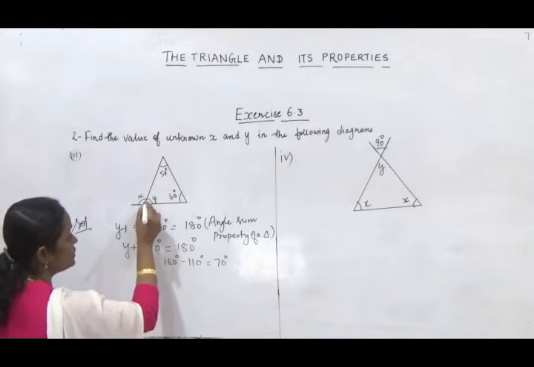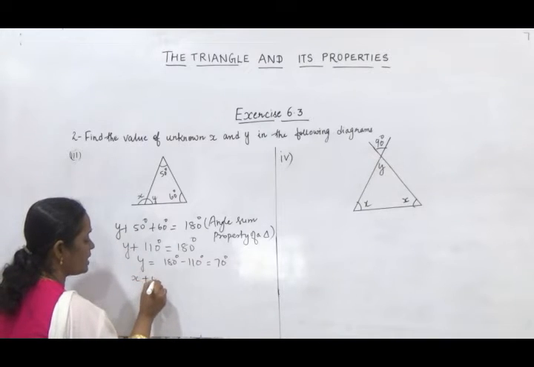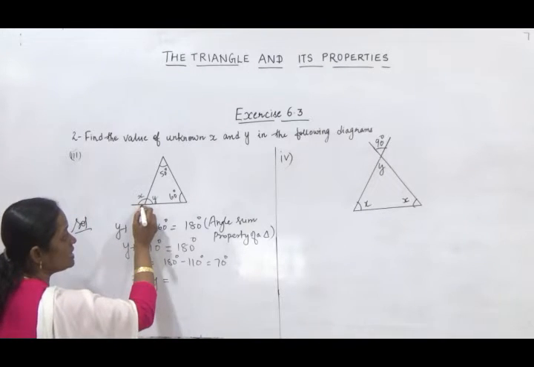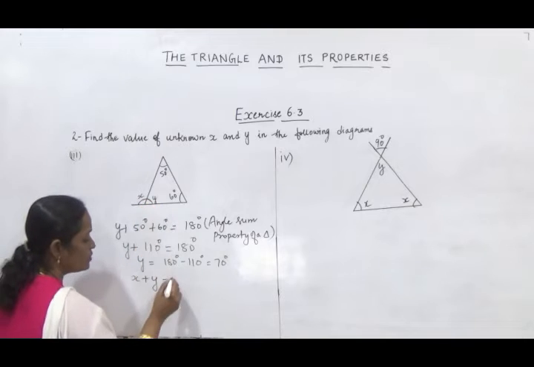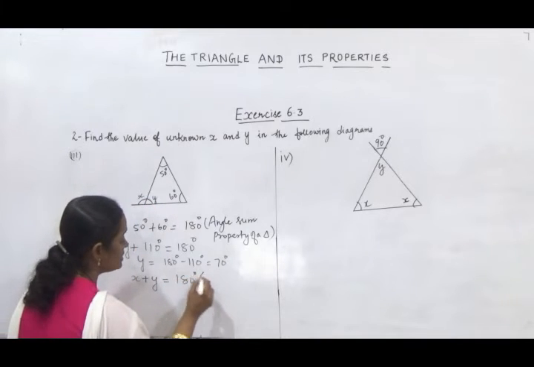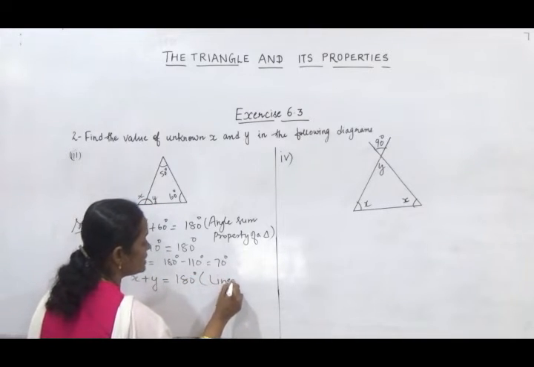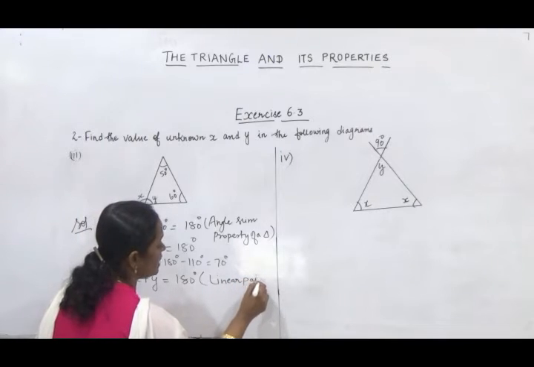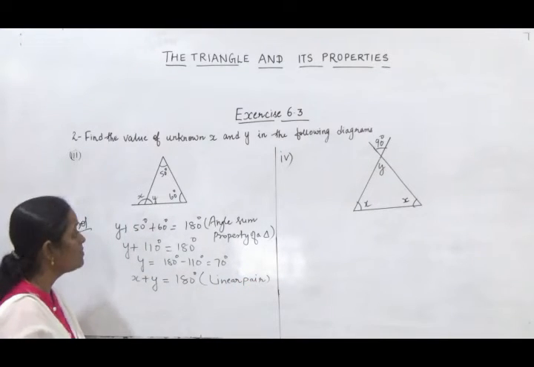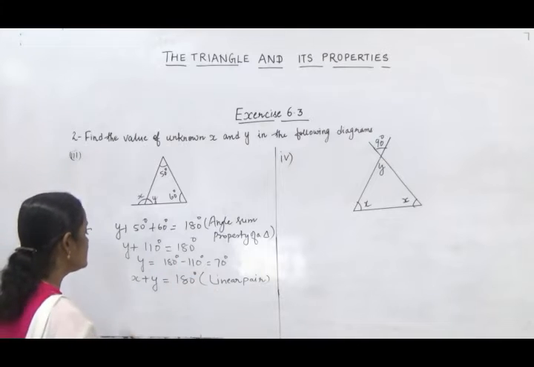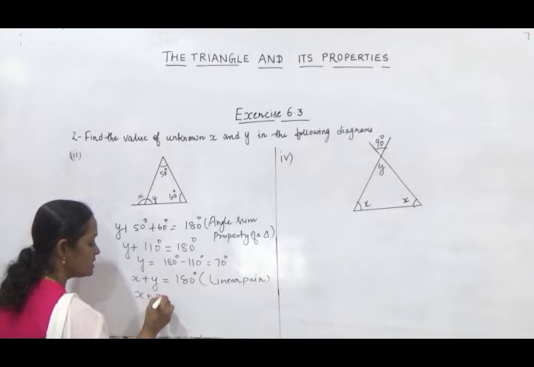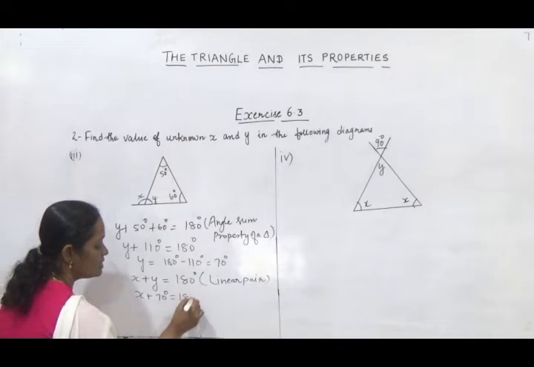Now we can observe from the figure here that x plus y, these two angles, are forming a linear pair. So what will be the value of x plus y? It will be equal to 180 degree. X plus y both are forming a linear pair. So the value of y is 70 degree. X plus 70 degree is equal to 180 degree.